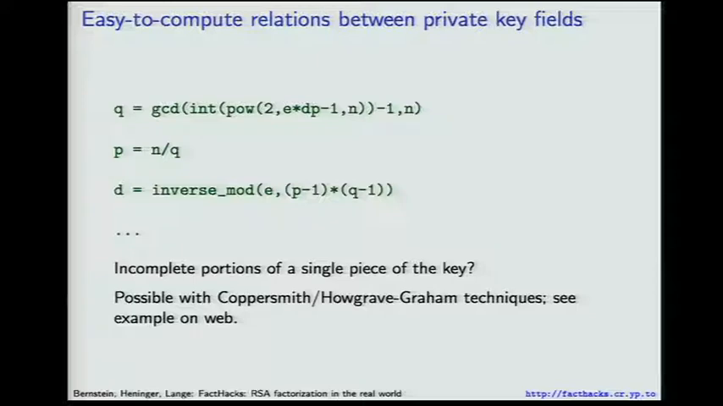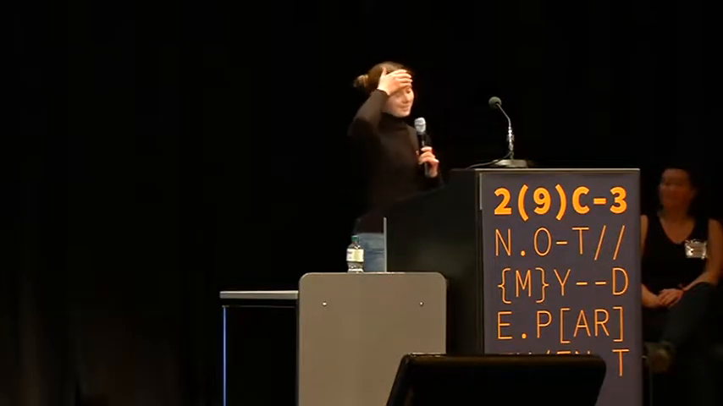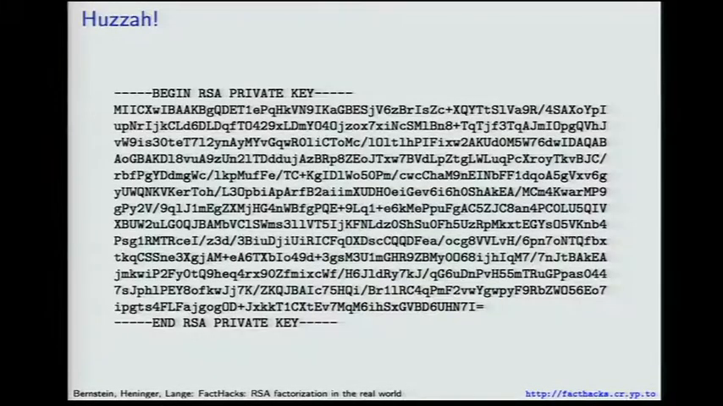And you can do this even if you have only a part of a single value from the private key; you can still compute the rest of the private key from that. We don't have time to get into this, but it's online. So using a little bit of math, single formulas typed into Sage, we can reconstruct the private key here.